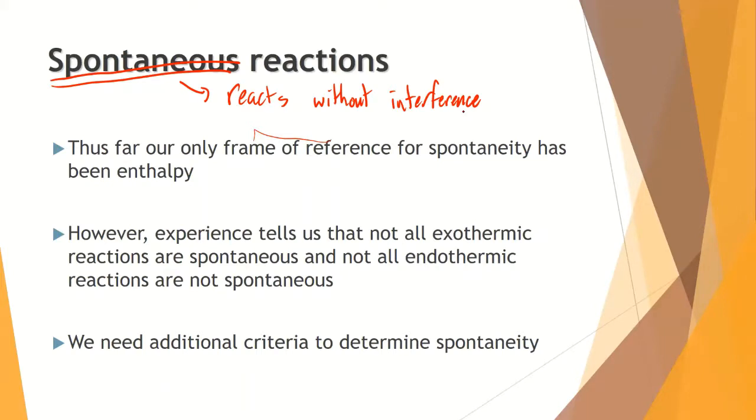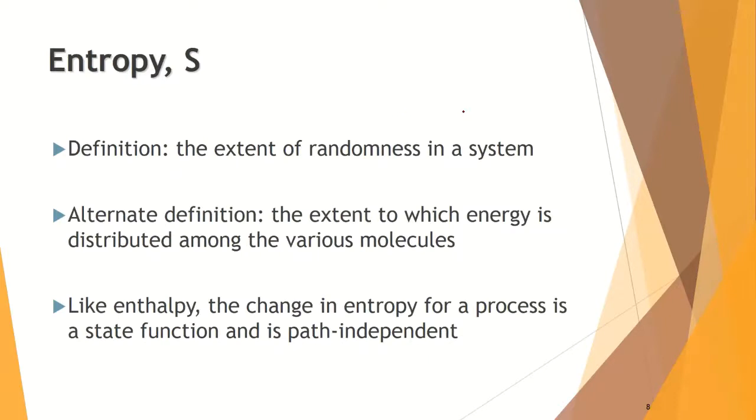It's endothermic. So because we can't just look at enthalpy, we are going to need to determine other criteria to help us figure out whether or not something is spontaneous or non-spontaneous. And one of those criteria is something called entropy. Entropy is given here by the letter S, and it determines the extent of randomness or disorder in a reaction system. So the more disorganized the system becomes, the more entropy it has.